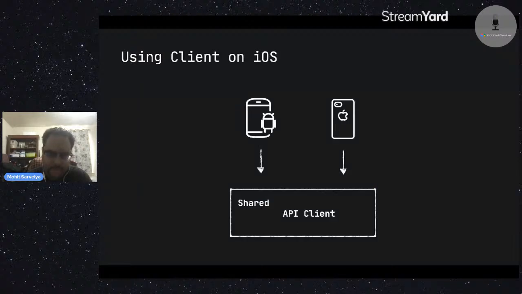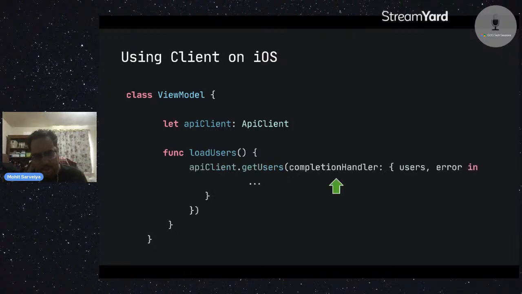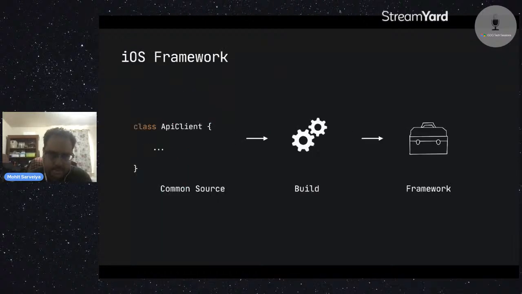So what about in iOS? In iOS, that suspending method maps to a completion handler. So how do you consume it? Suppose in Swift code, this is Swift, you similarly have an API client, and I have a method to load users in my view model. It's similar to what I had in Android, but here I'm going to pass a completion handler to my get users method, which will give me the users, the data that I get back, or gives me an error. So this is how you consume it in an iOS app in Swift.